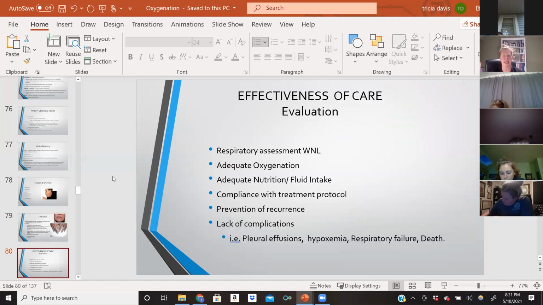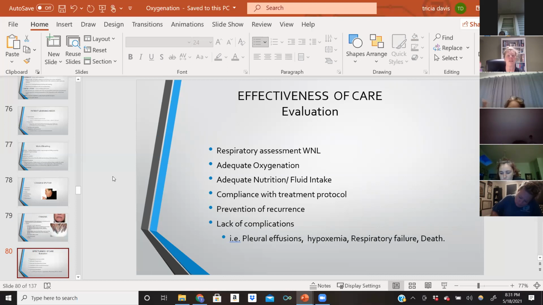So we want to be able to evaluate the effectiveness of care. Our clients, we want them to have respiratory assessments within normal limits. We want them to have adequate oxygenation. We want them to have adequate nutrition and fluid intake, so we're going to be monitoring those I's and O's. We want them to be compliant with their treatment, so using their inhalers, taking their antibiotics, keeping their oxygen on.